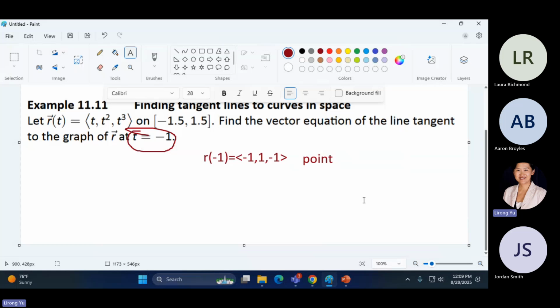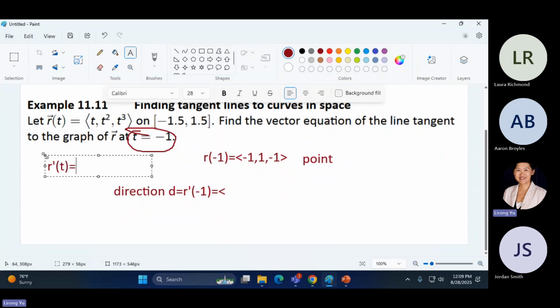Okay, and now we're going to work on the direction of the line. The direction vector d is equal to r prime at -1. The derivative of the vector-valued function allows us to determine the direction of the curve. So, let's find the derivative.